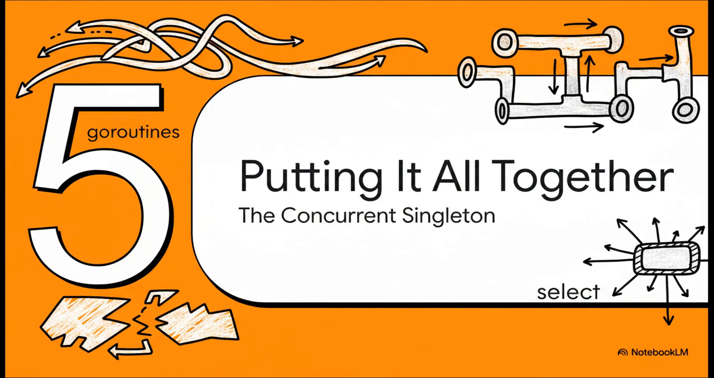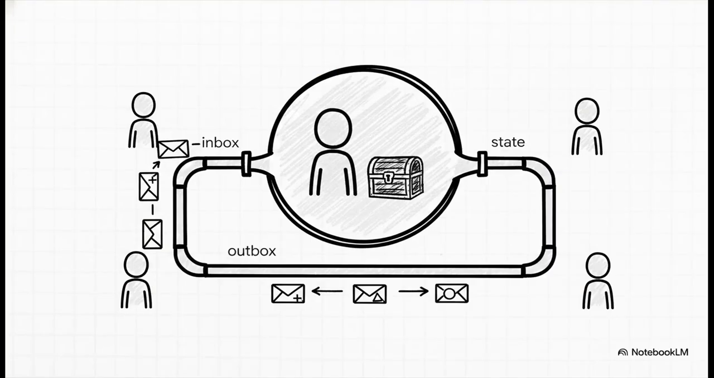Okay, so we've looked at the pieces: Go routines, race conditions, mutexes, channels, select. Now let's put it all together and see how these simple primitives can be combined to build a really sophisticated production-grade pattern. This is a pattern called a concurrent singleton, and it is a brilliant example of using channels instead of mutexes. Here's the idea.